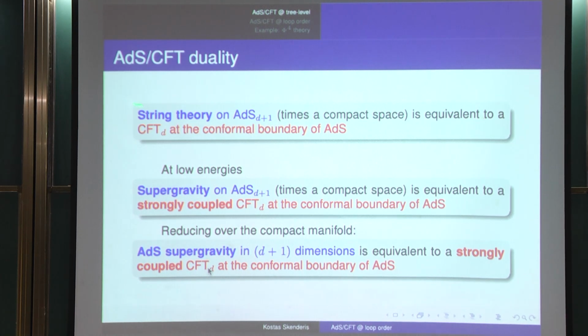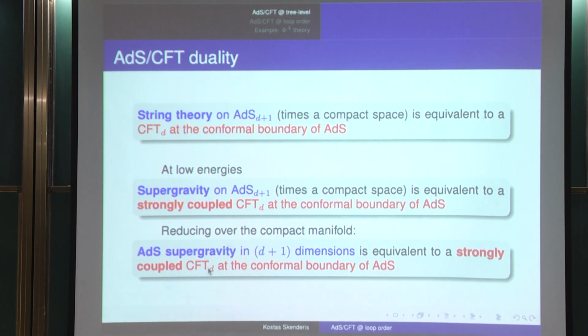And this theory here should be equivalent to a conformal field theory at the conformal boundary of AdS. So this is again a correspondence that makes sense for all values of the coupling constants and at all energy scales. Okay, that's the starting point. This is the original conjecture in its strongest form.